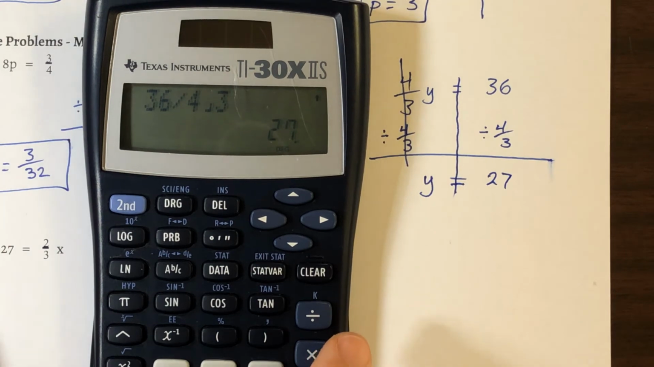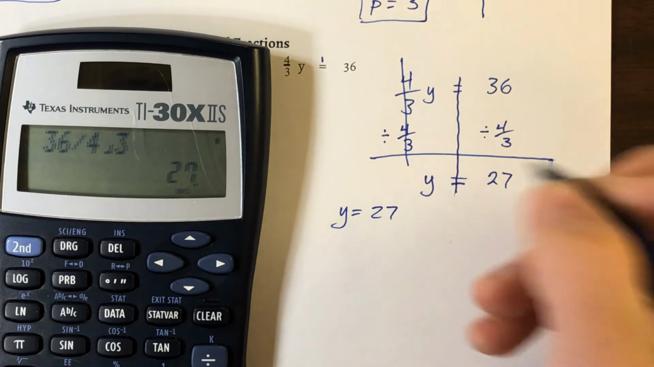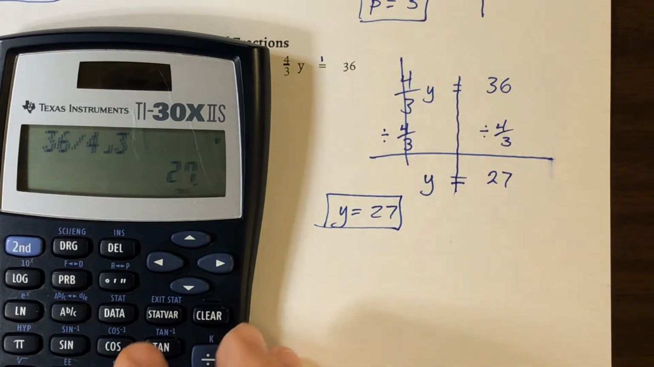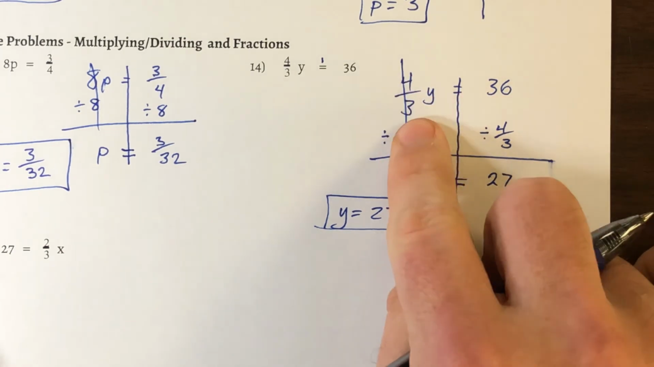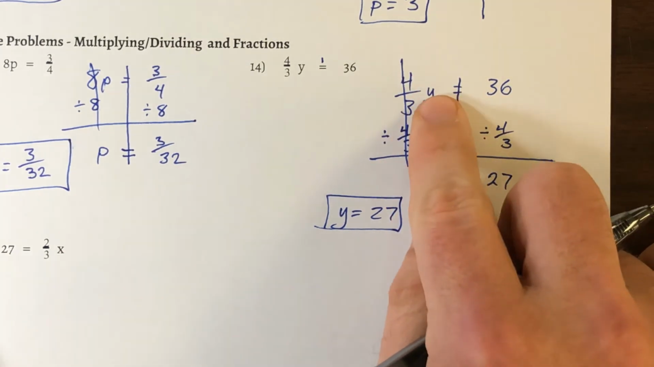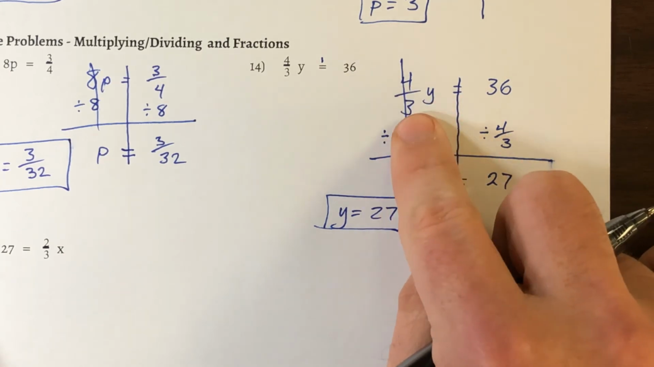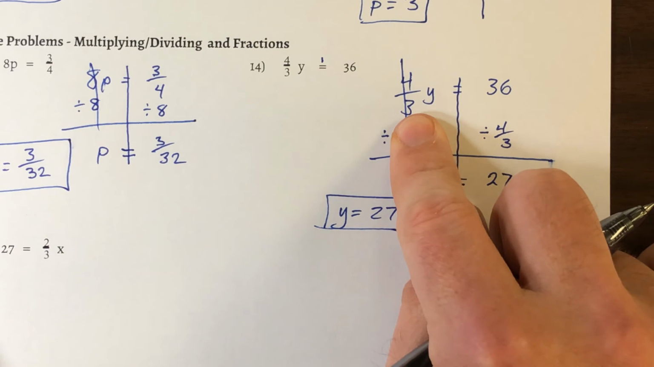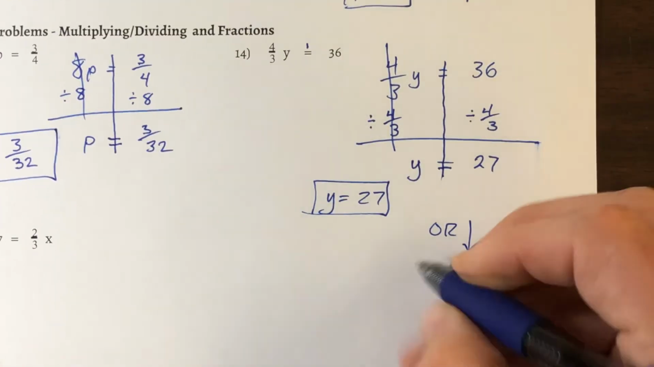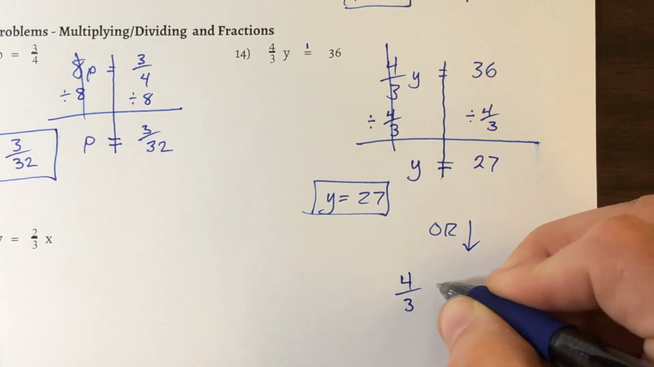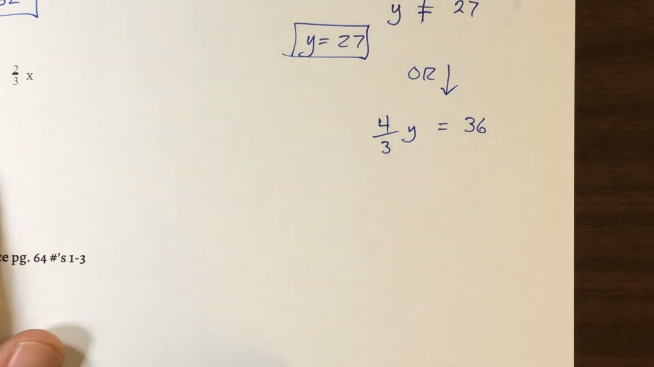So, simple enough, right? So it's like, why do we even need another way to do it? Think about this. We're multiplying by 4, and we're dividing by 3. So what's the opposite of multiplying by 4? Well, dividing by 4. What's the opposite of dividing by 3? Multiplying by 3. So what's the other way? It is multiplying by the reciprocal.